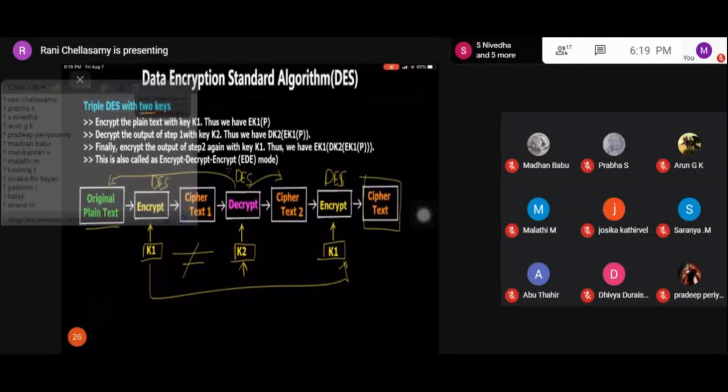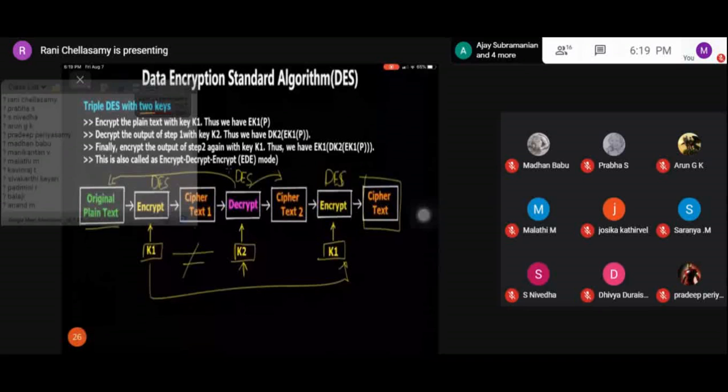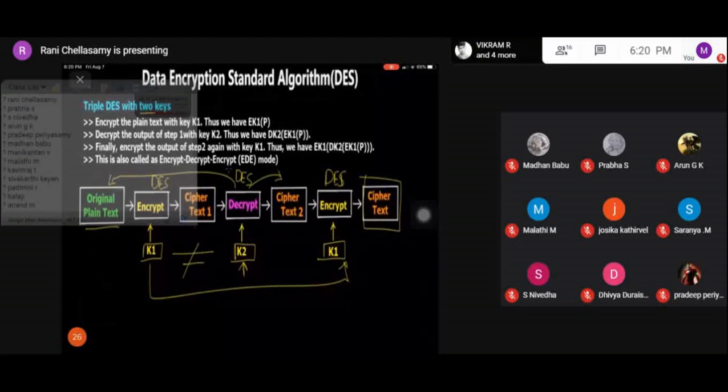See here, with the original plain text, the DES algorithm is performed with the help of K1. It gets converted into ciphertext, and you have to perform the decryption here. So the major difference is here. Decryption is carried out. For the decryption, you are using the different key, that is K2, and it will get converted into ciphertext 2. Again, you are going to perform the DES algorithm for encryption with the same K1 key. So key K1 is used for encryption and K2 is used for decryption. That is the only difference from the previous types. Okay, right? So at last you are getting the ciphertext.